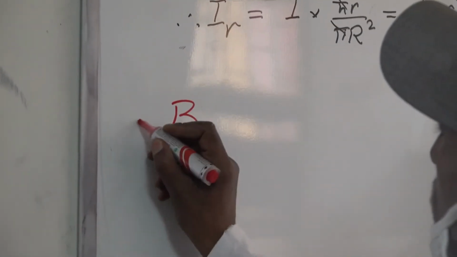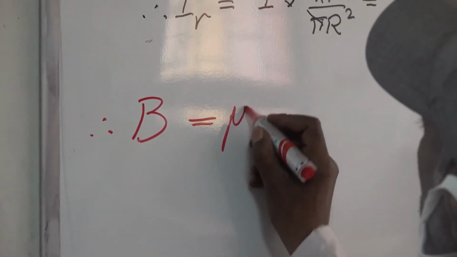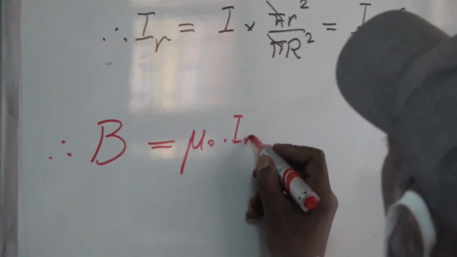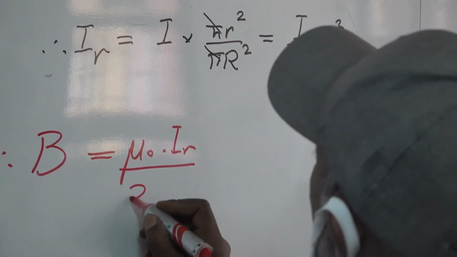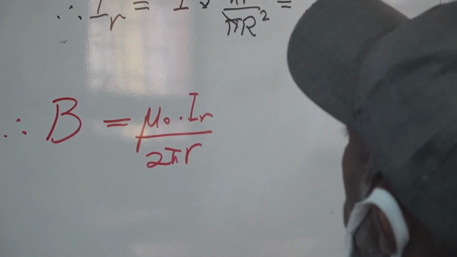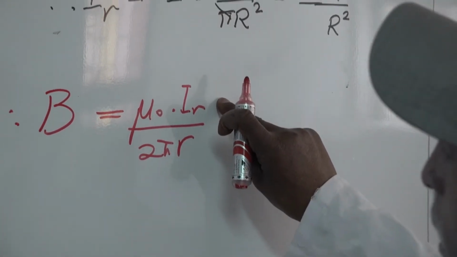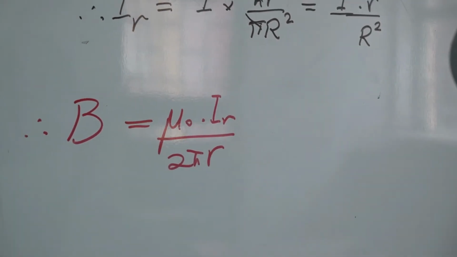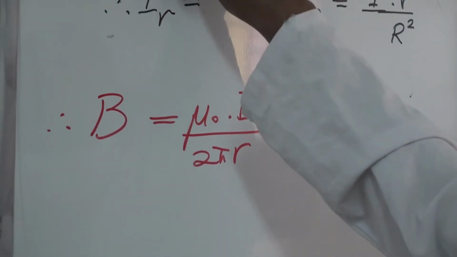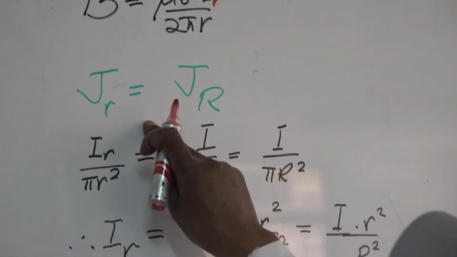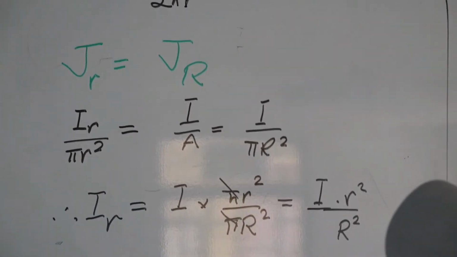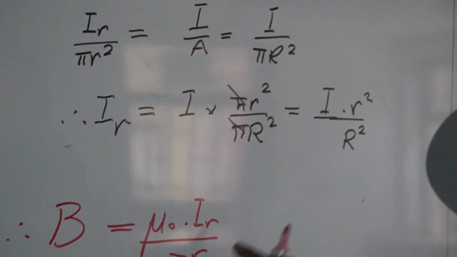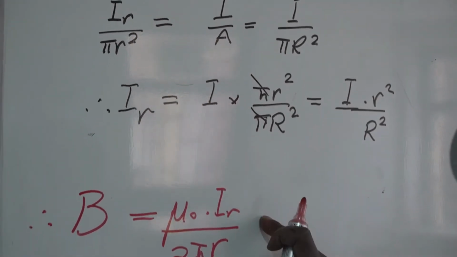B, therefore, equals mu 0 IR over 2 pi r. You can get I, but it's difficult to get IR. So how do you get IR? From this simple formula that JR, the current density within any specified volume, is constant. Therefore, IR we get here and substitute it in here.